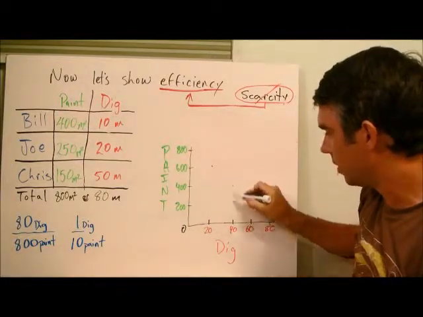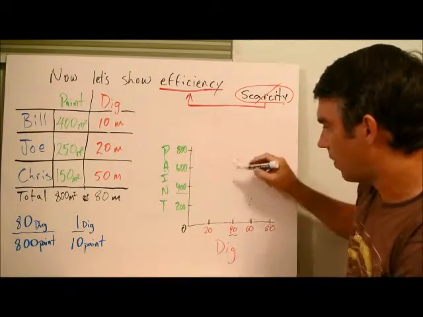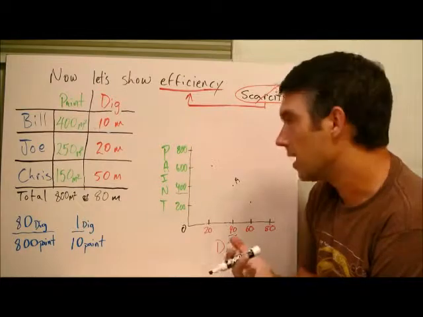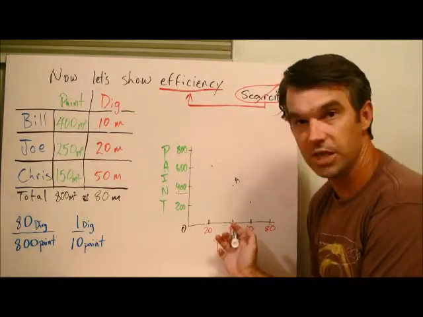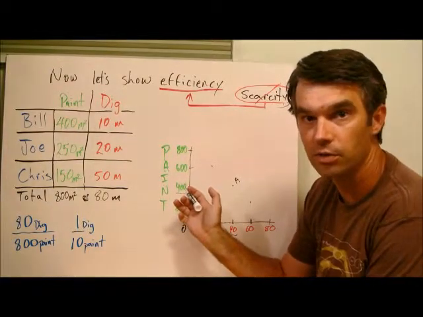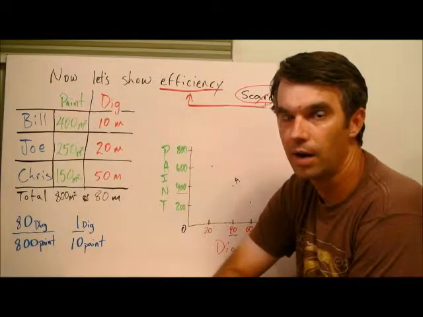Look back at these numbers, and let's focus right here. This is 40. So this dot right here, we can call it point A, is saying that if you're going to dig 40 meters of ditch, then you can only paint 400 square meters of house. Let's look back at the numbers and see if we can't do better than that.